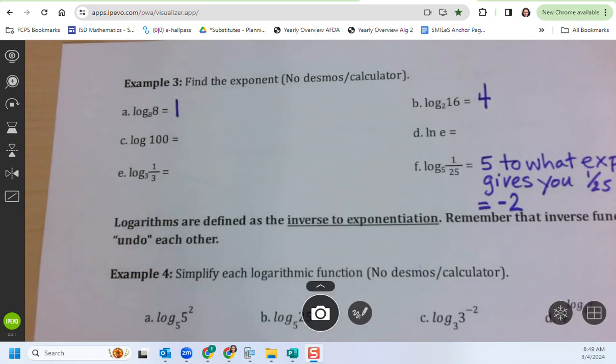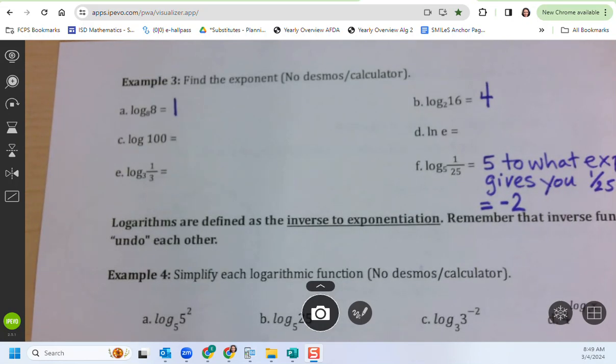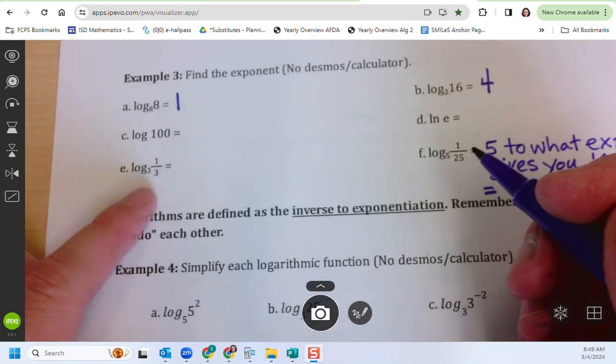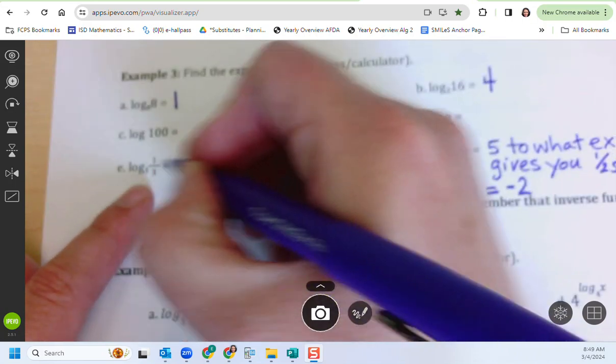All right, Taylor's group, what do you guys want to give us? C, D, E? E? Yeah. All right, what'd you guys get for E? 3 to the power negative 1. 3 to the negative 1. That would give us the reciprocal. Well done.